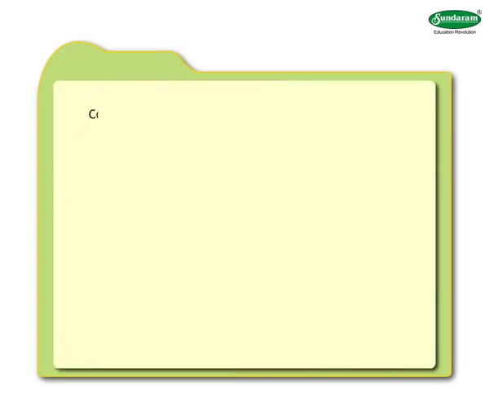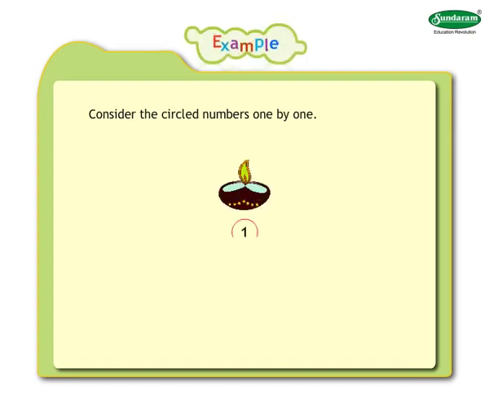Now, consider these circled numbers one by one. Take a collection of objects equal to those numbers. For example, consider the number 1. We cannot make a pair with a single object or number 1. Thus, 1 is an odd number.